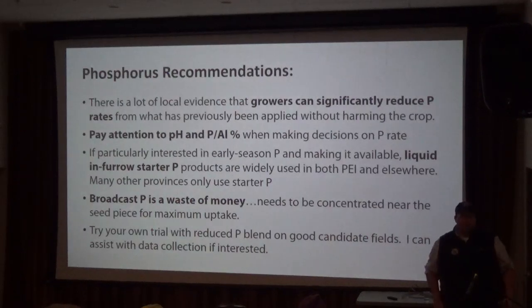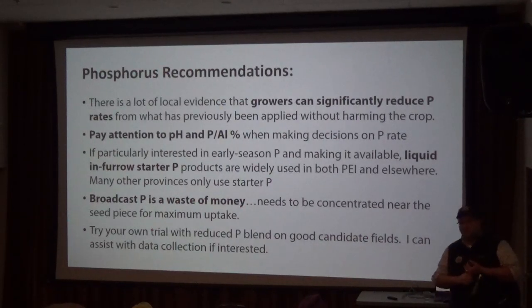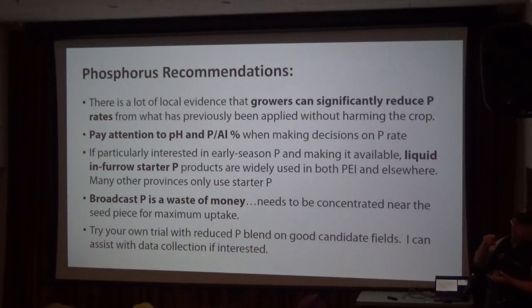So I think based on what Ag Canada's done, what Kyra's done, what we've done through AIM, what growers have done on their own farms, I've yet to see a trial that shows me that higher phosphorus has better yields on fields that already have lots of phosphorus. That being said, pay attention to your pH and P aluminum ratio.